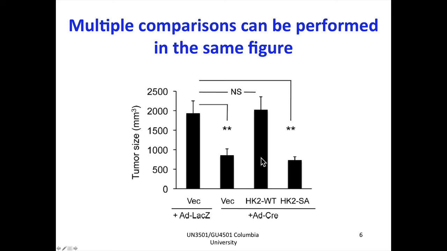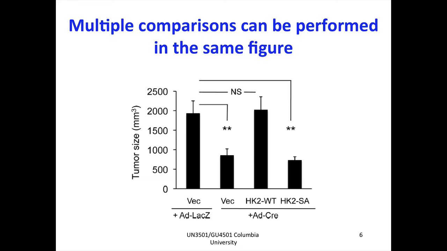So the next bar is saying, well, it's a control for the AD-CRE treatment. What they're trying to prove to us in this figure is that when they do the AD-CRE treatment, the smaller tumors are because they've removed hexokinase 2. Well, why do they need to do that? Well, for example, what if the CRE just had some other toxic effect on the cells? Maybe it induced DNA damage, it somehow damaged the cells, and it caused smaller tumors, but it wasn't really due to the loss of CRE, or the loss of hexokinase 2.